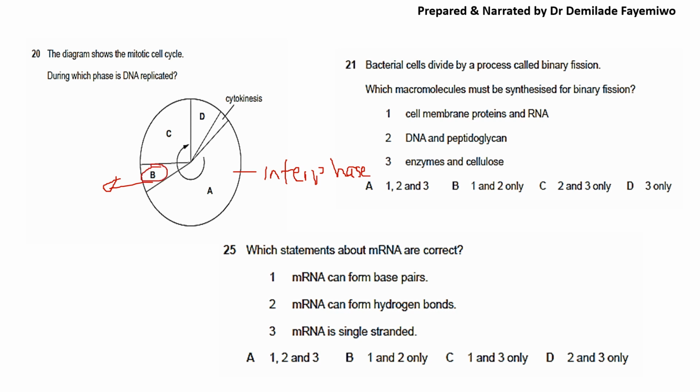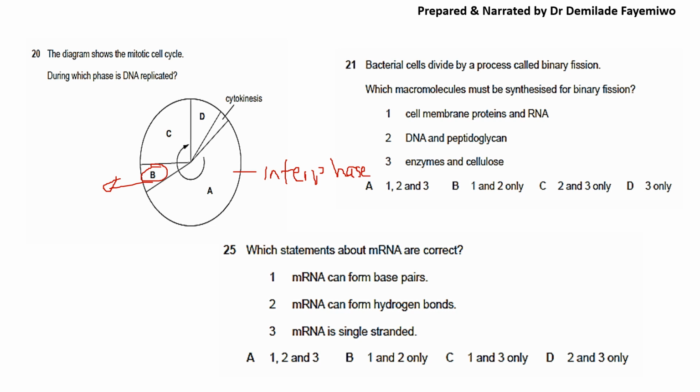So you have interphase, you have your G1, S, G2 phase, and then you have your cell division, and then you have other things that happen afterwards. So the answer here would be B. Let's look at number 21.